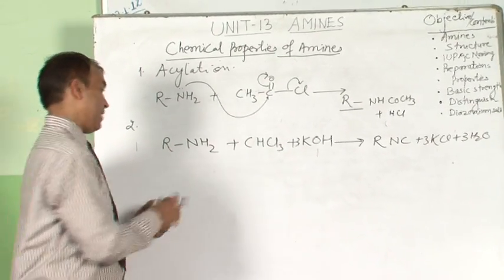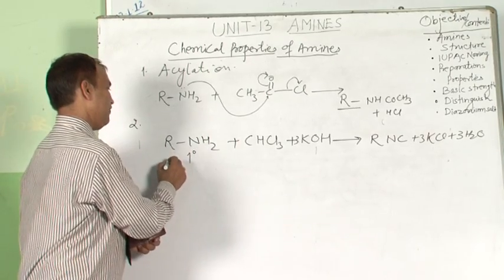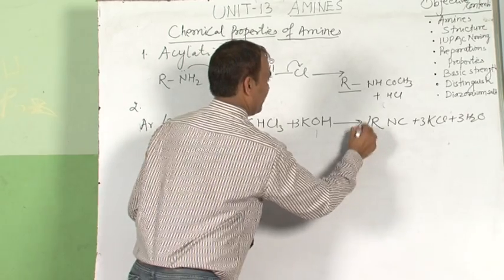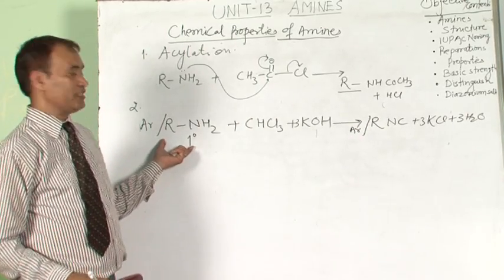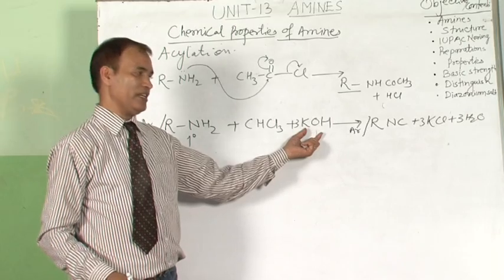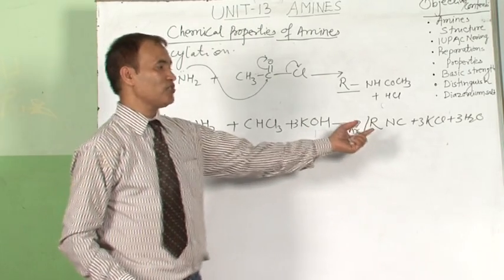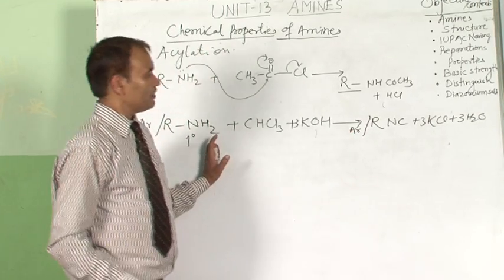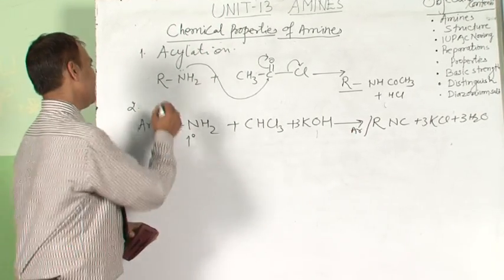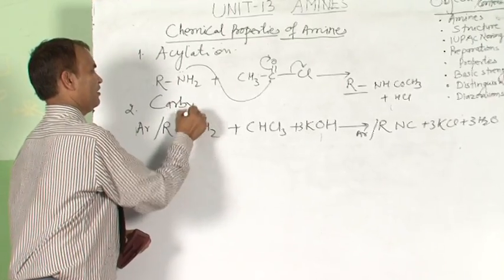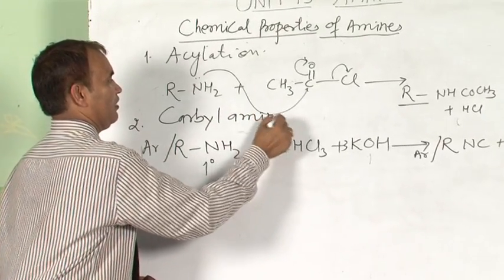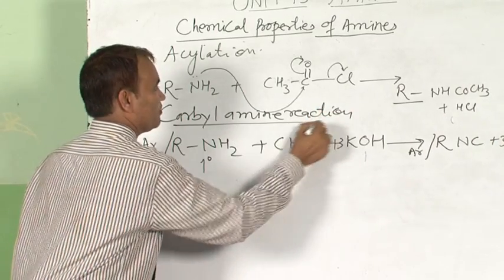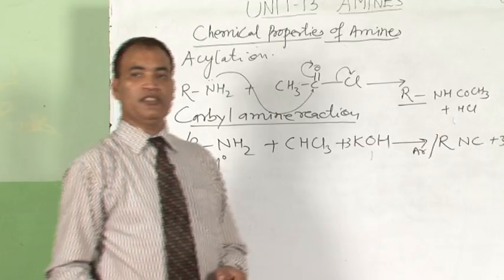When an aliphatic or aromatic primary amine is treated with chloroform in the presence of potassium hydroxide, it gives an isocyanide having a foul smell. This reaction is known as the carbylamine reaction. This is an important reaction to distinguish between primary amine and secondary amine.